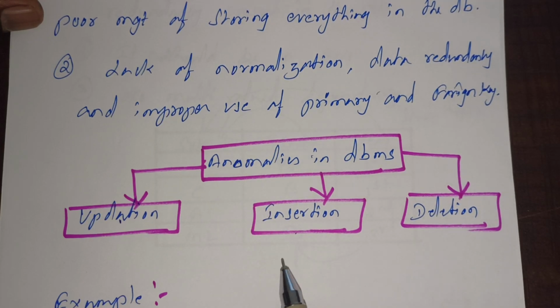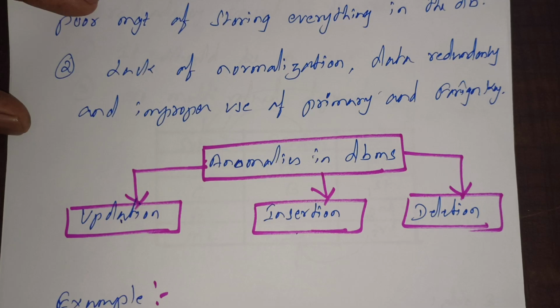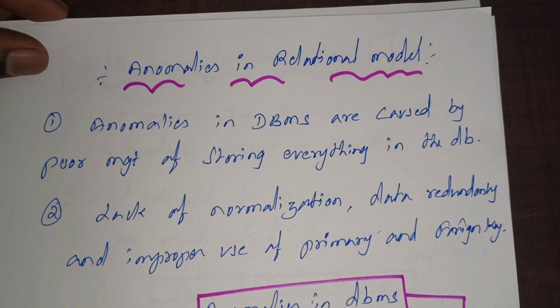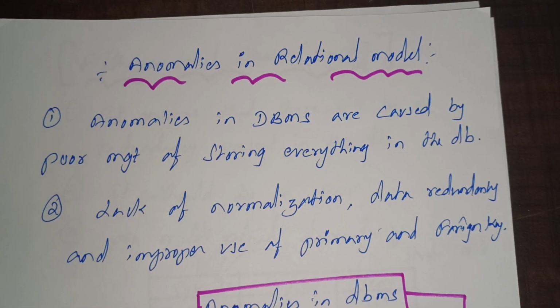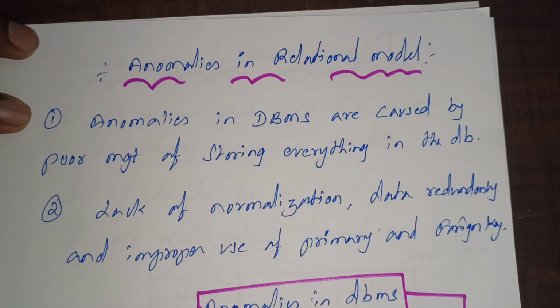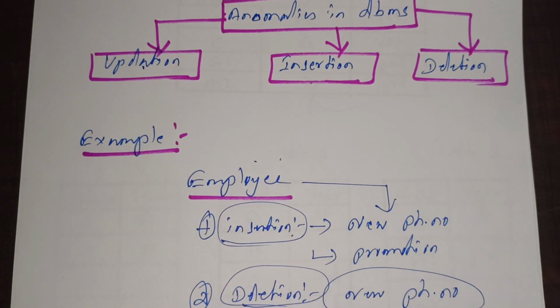In order to avoid these, we use normalization forms, which will give you the finest result for anomalies in the relational model. I hope you understand what anomalies in the relational model are. Next, let me teach you how normalization works with the different normalization forms in database management systems. Before that, you needed to know what anomalies in the relational model are and how they appear.